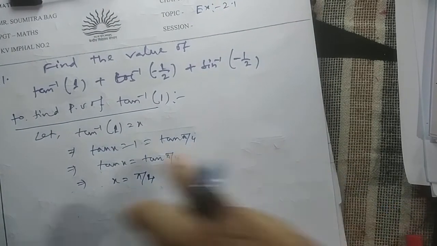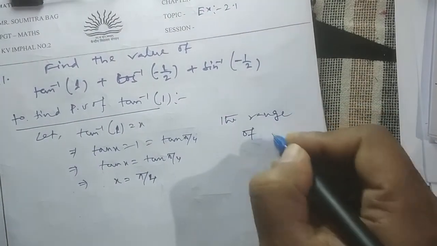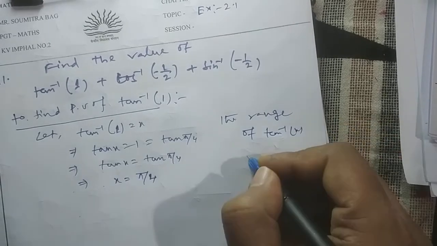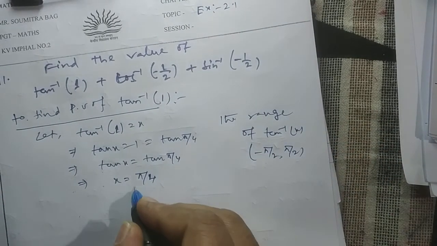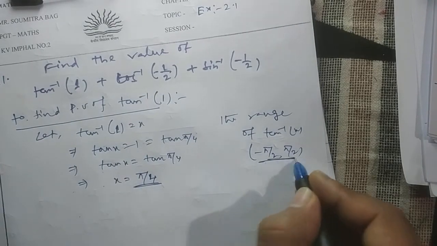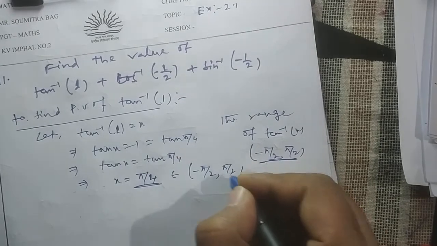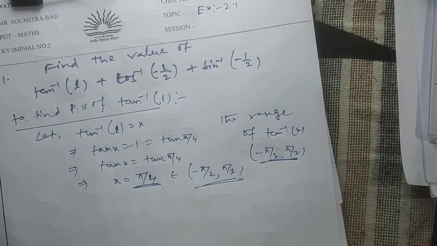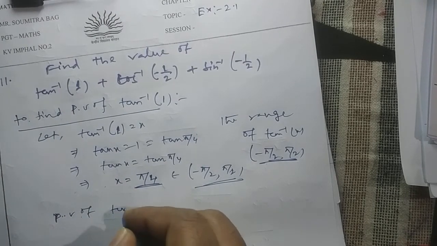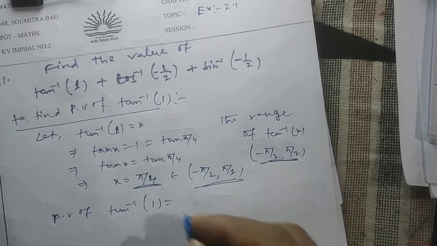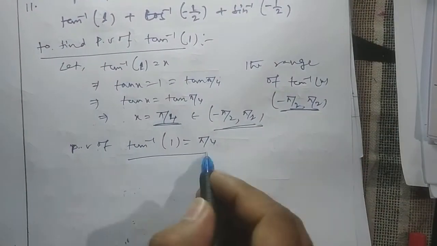And what was the range of tan inverse x? The range of tan inverse x was minus pi by 2 comma pi by 2 open. Correct? So this pi by 4 clearly belongs to the range. So the PV of tan inverse 1 will be pi by 4. So 1 PV is found.